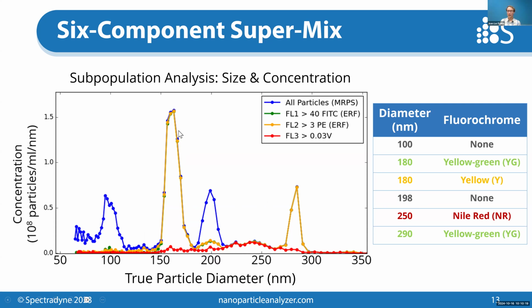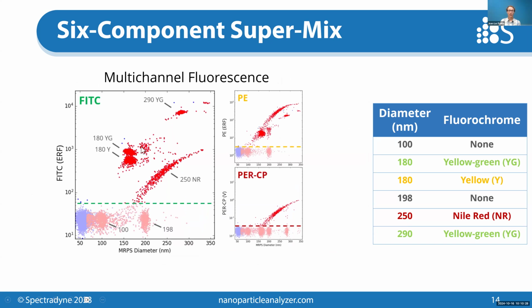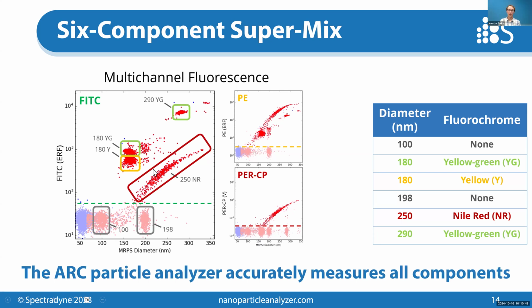One tricky part here is that we have overlapping two beads of the same size in the sample. And so we can't resolve that just based on size alone here. But when we look at these multi-parameter scatter plots, we can resolve all the components. So those two particles are shown here, the 180 YGs and the 180 yellows. They have different fluorescence intensities in our FITC channel because they're different fluorochromes. So you can resolve all the components of the mixture this way by looking at the fluorescence in the different dimensions.